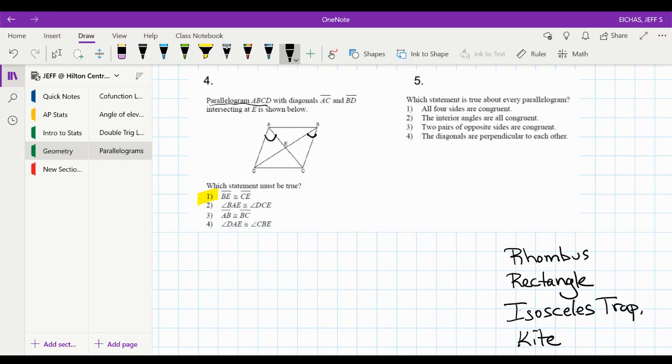If you watch the video, you'll get the right answer. So about every parallelogram, all right, all 4 sides are congruent. That would make it a rhombus or a square. We don't have to have that for parallelogram. That's the idea, is it's not required. The interior angles are all congruent, not necessary. That would upgrade it to rectangle or square. We don't need it. 2 pairs of opposite sides congruent. We need that. That's the correct answer. Diagonals perpendicular to each other. That's your kite or rhombus. Of course, square as well. So we don't have to have that. There's 1 through 5.